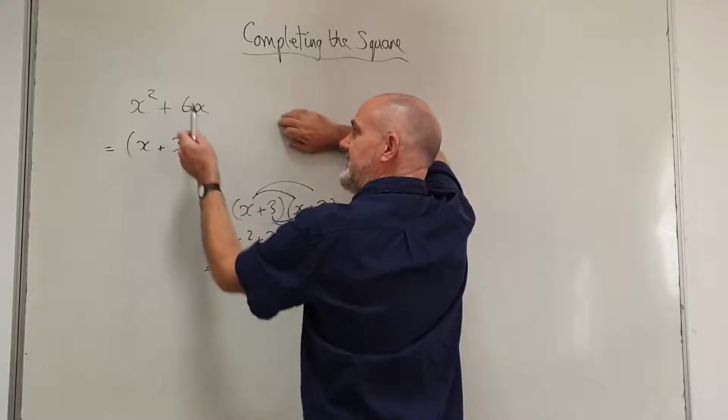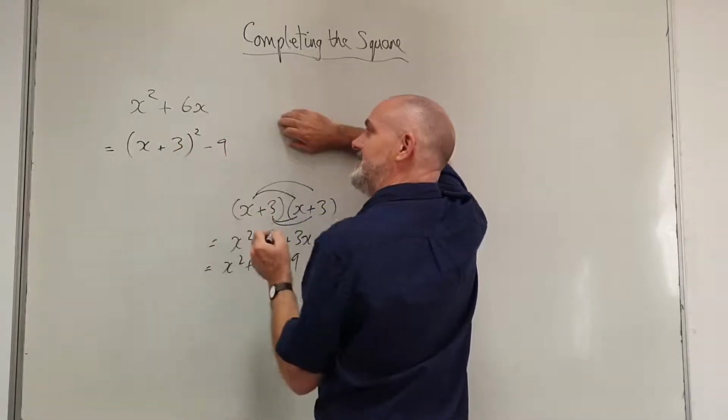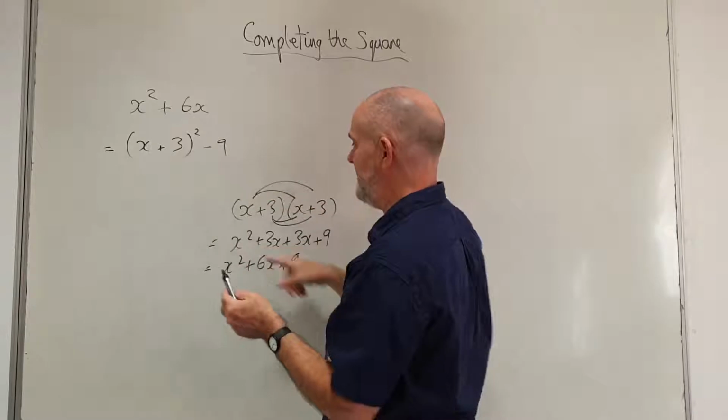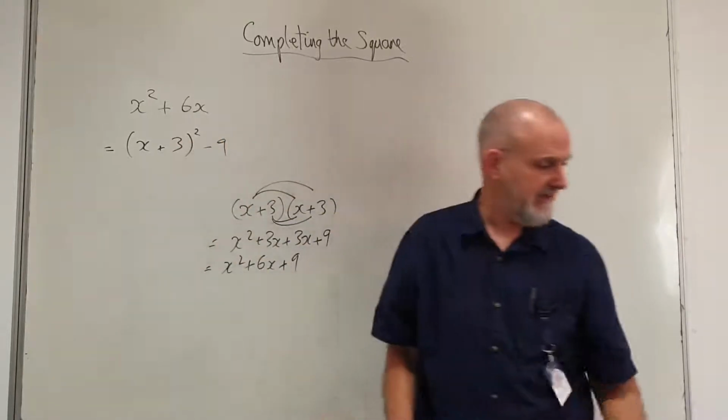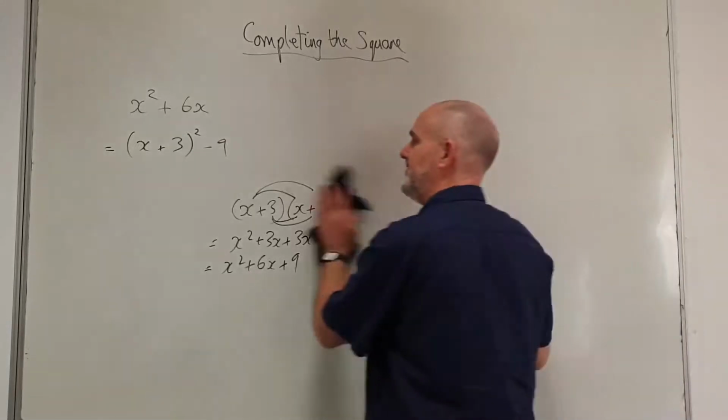So in order to make it equal to that, we need to subtract the 9. This here is x squared plus 6x plus 9. We subtract 9, we get that. Let's just check that.